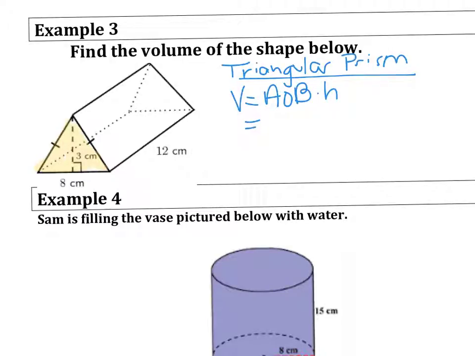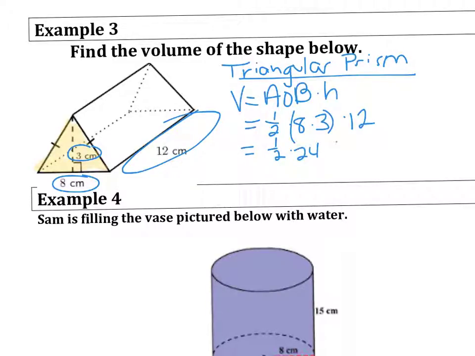So in this case, if our base is that triangle, even though it's laying on its side, the area of a triangle is 1/2 the base of the triangle times the height of the triangle, which, if you notice, our base was 8 and our height was 3. And then we're multiplying that by the height of the figure, which in this case would be this surface laying down, which is 12. So we end up with 1/2 of 24 times 12, and 1/2 of 24 is 12. So then 12 times 12 gives us a final volume of 144 cubic centimeters.